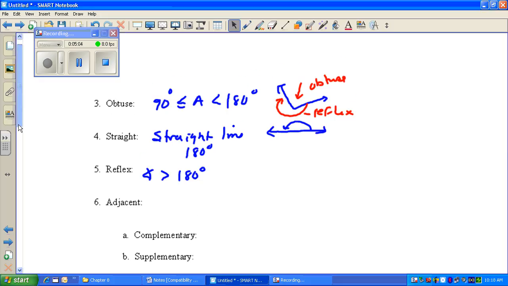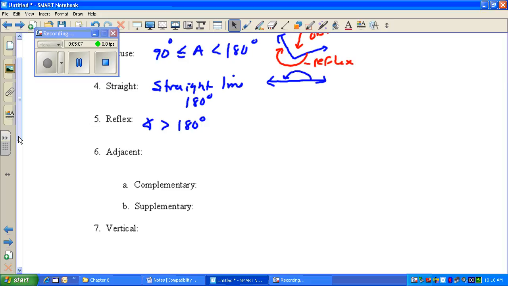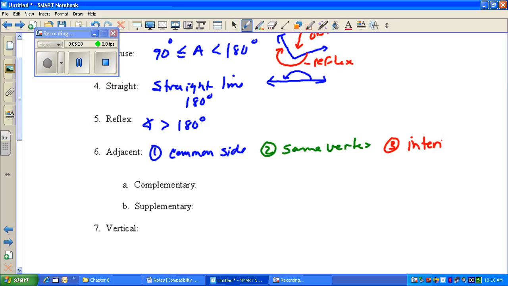Adjacent angles have these characteristics. First, they have a common side. They share a common side. Secondly, they share the same vertex. And lastly, interiors are disjoint. So they don't share anything in their interior. So we call those adjacent angles. We'll be looking at these in an exploration.